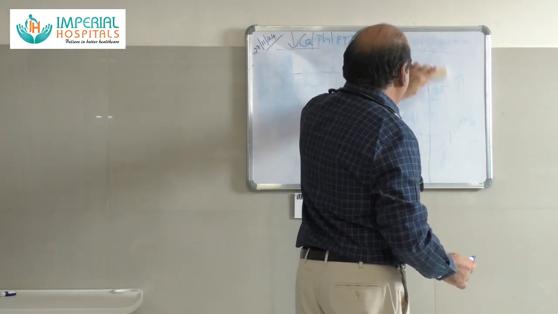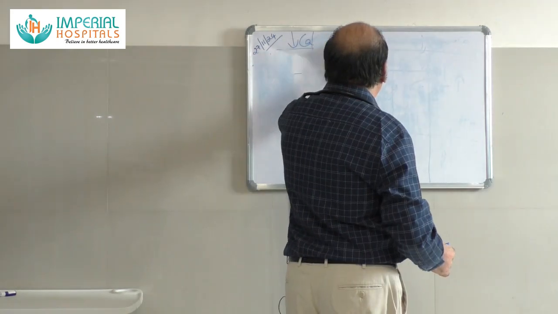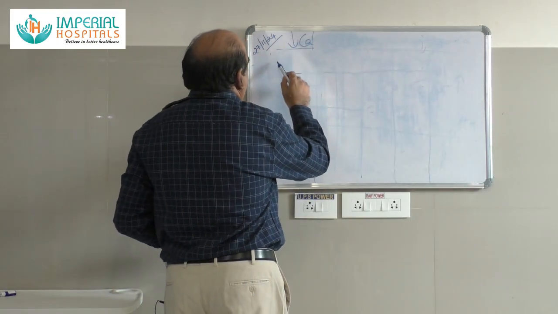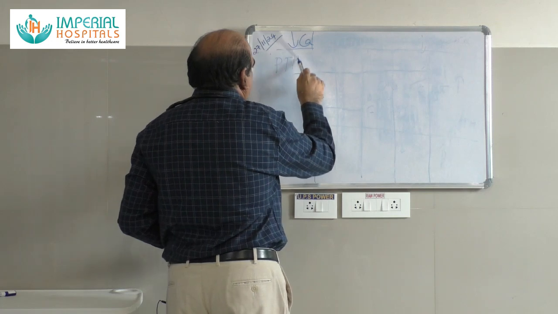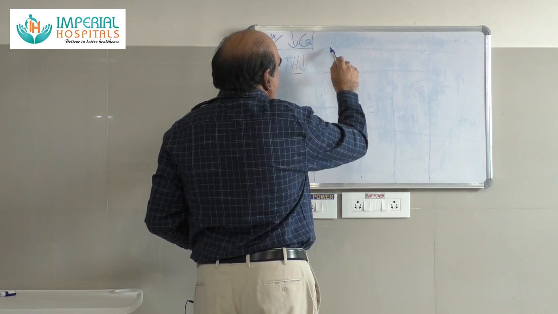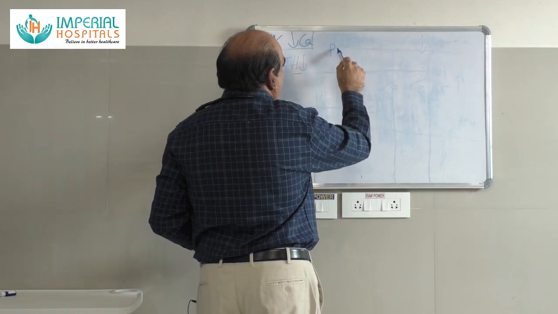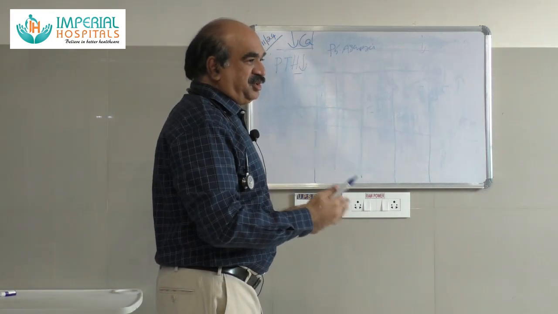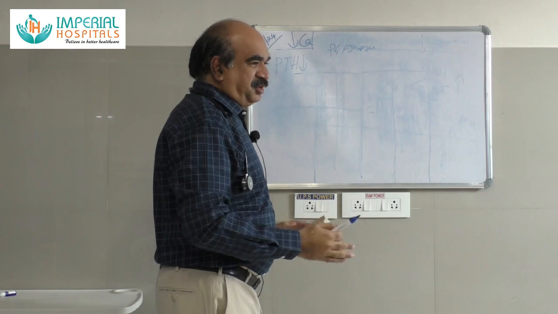Coming to the various causes of hypocalcemia. Hypocalcemia can be due to decreased parathyroid hormone levels. Decreased parathyroid hormone can be due to parathyroid gland agenesis. That agenesis can be isolated or part of DiGeorge syndrome.